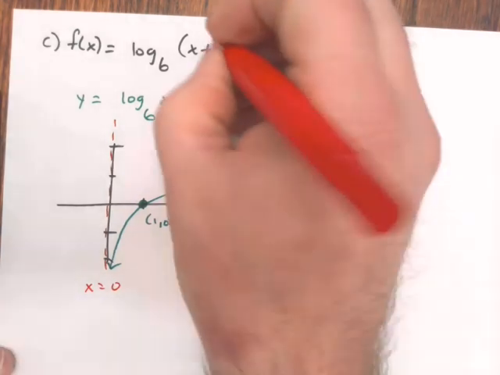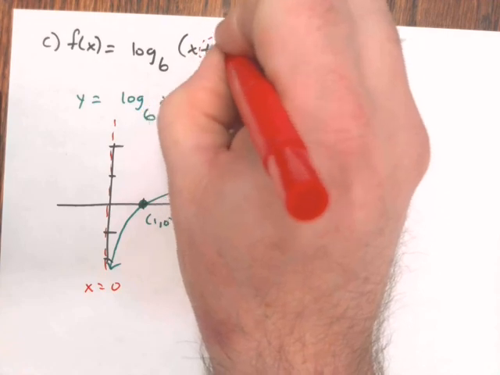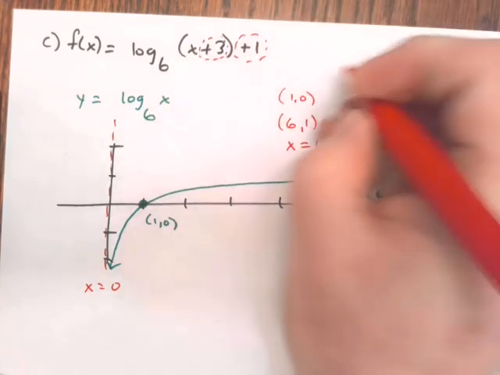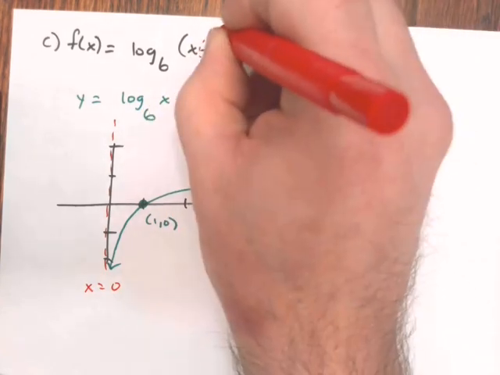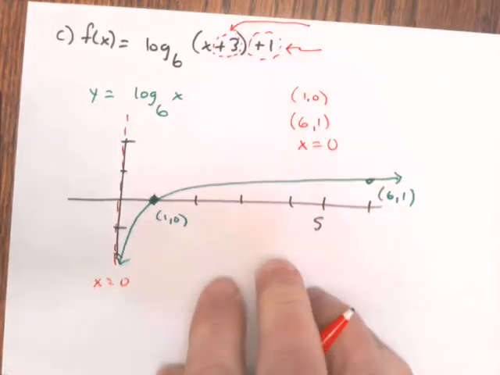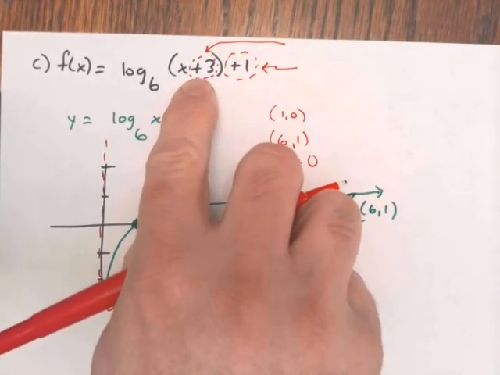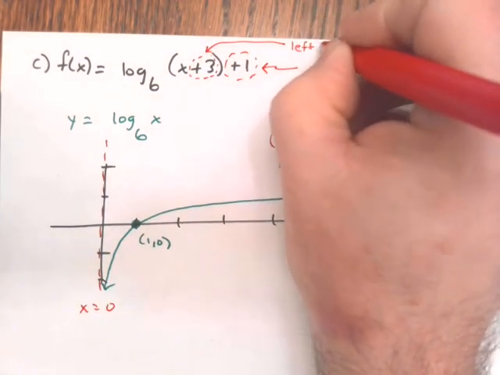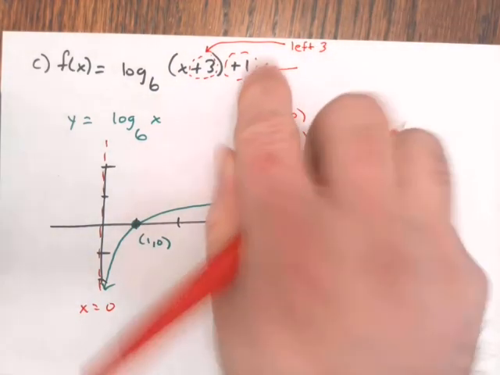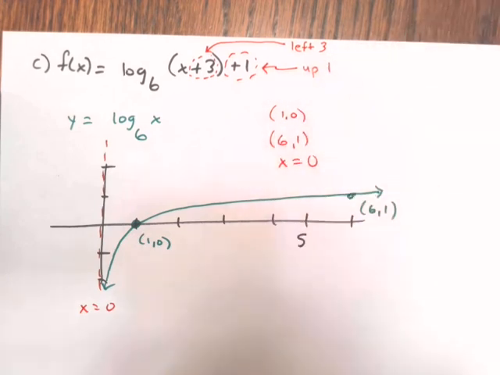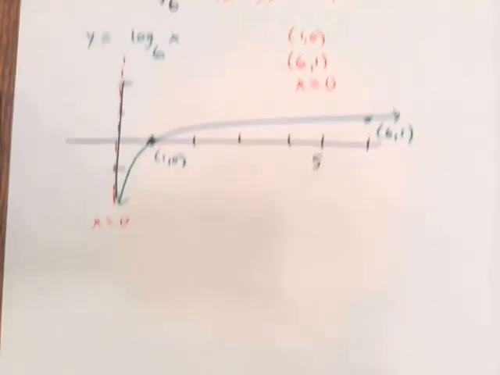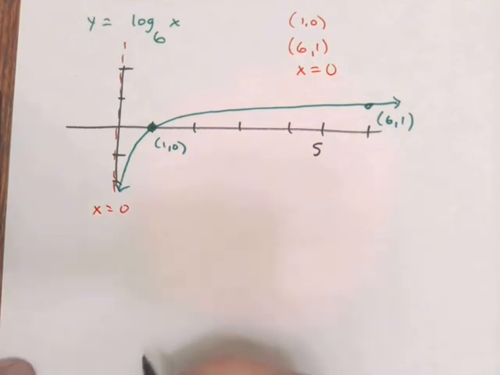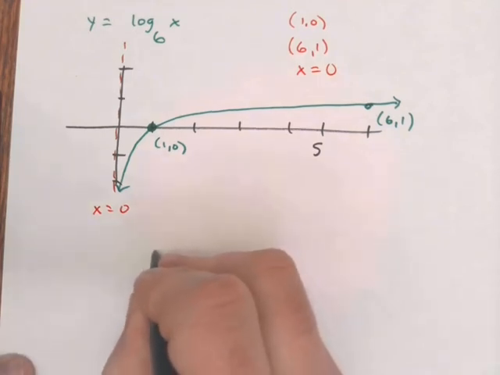Looking at the addition or subtraction in this problem, that will tell us how we have to shift the parent function. We have addition in two places. Inside the grouping symbols, we have x plus 3, that's horizontal shift. That's going to move our graph to the left 3 units, and the plus 1 at the end is up 1. So I need to take our parent function graph and move those 2 points and the asymptote left 3 and up 1.